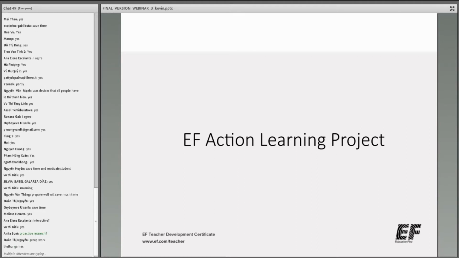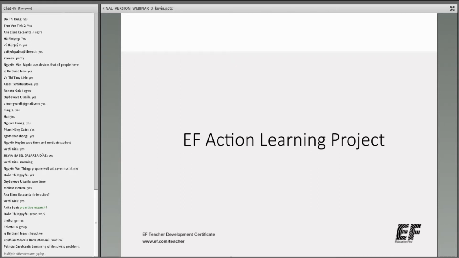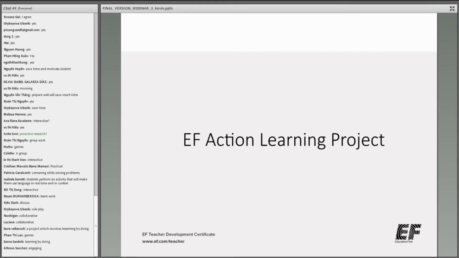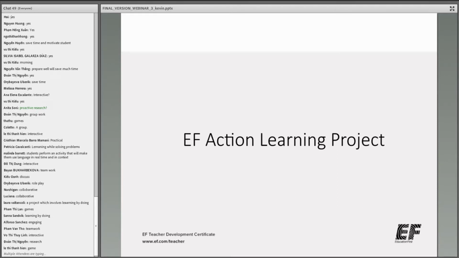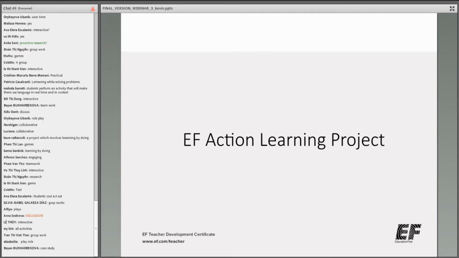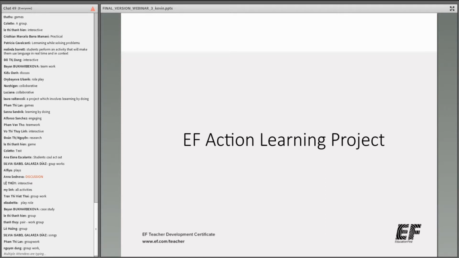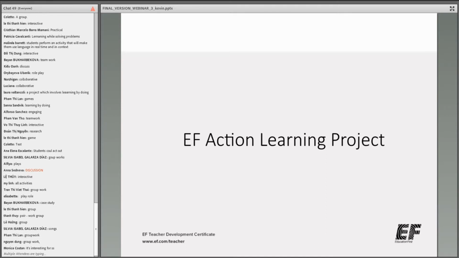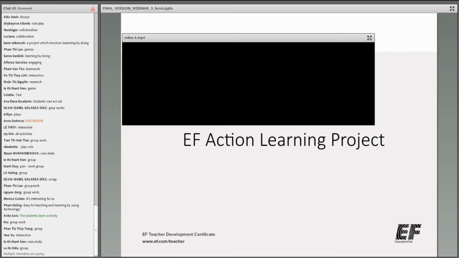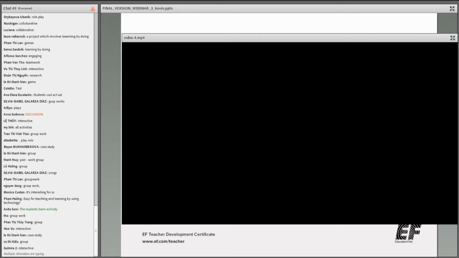It's interactive, okay? What do you think happens? I mentioned activities, academics, proactive research, okay. Can I get some more ideas? Games, group, interactive, solving problems. Students perform an activity that will make them use language in real time and in context. Perfect, I like that. Students act, interactive, group work, role play, case study. Okay, good. Perfect. Let me show you the quick video so you can get a better idea of what this Action Learning Project is about.